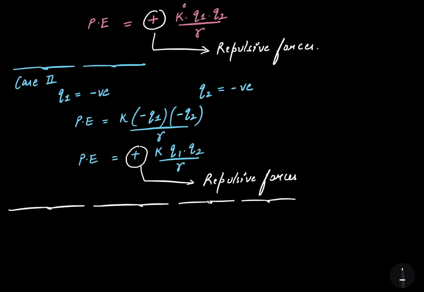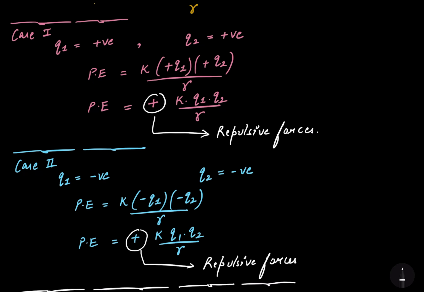In these cases, I am considering the signs of the charges. In the first case, I have taken Q1 positive and Q2 positive. My potential energy comes out to be positive. In the second case, I have taken Q1 negative and Q2 negative. My potential energy came out to be positive. When potential energy in these two cases comes out to be positive, that means there will be repulsive forces between the like charges. That means positive and positive charge will repel each other. Negative and negative charge will also repel each other.